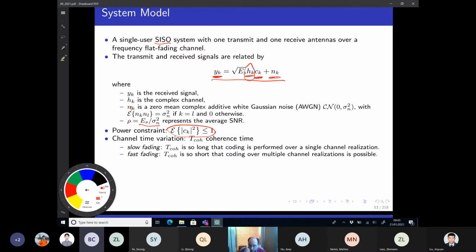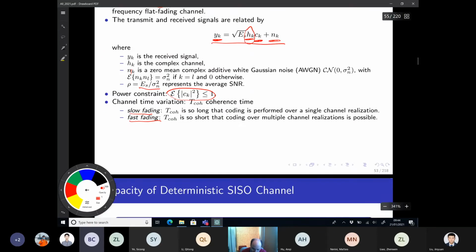The capacity in that case is quite straightforward. It's really the Shannon expression that you have seen already before. And then we're going to look at 2 other scenarios and see what happens: the case where we have slow fading and the case where we have fast fading. So what does that mean?